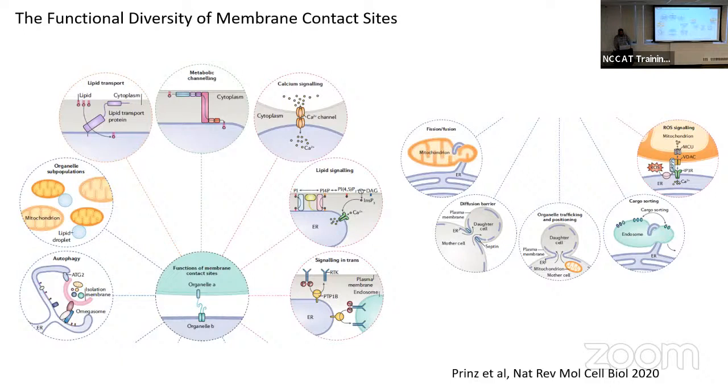Lipid transfer, like I said, is one of the important ones. Calcium signaling between ER and mitochondria, and fission or fusion of mitochondria with the help of ER are some of the examples. So this is what I wanted to study.